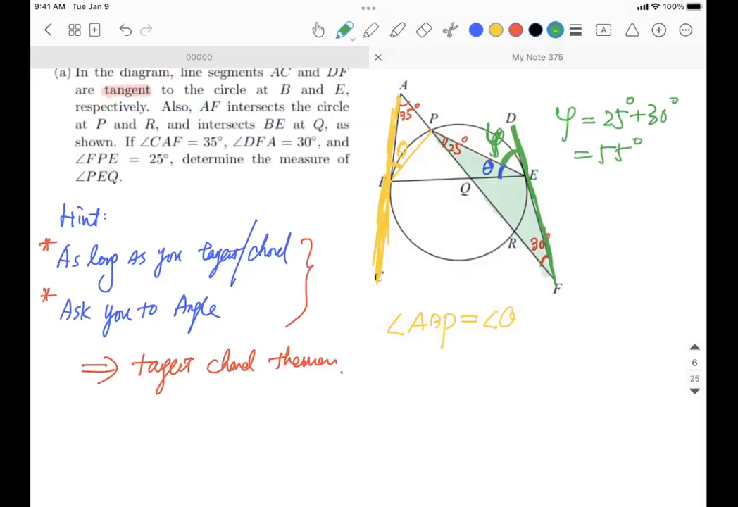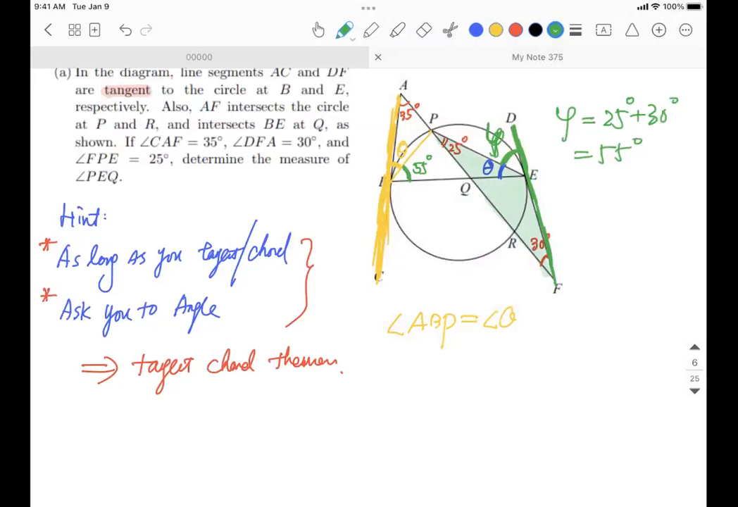As long as this is 55, what is this? 55 as well, right? Because this is the tangent chord angle, they're facing the same chord. Now, I think I only have one variable. I need to have an equation, right? As long as I get an equation, my work is done.